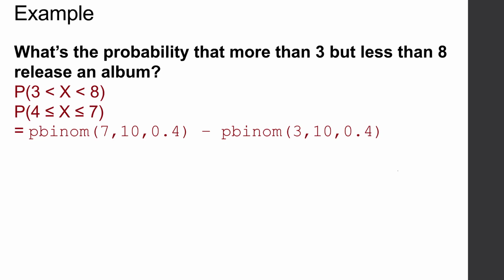P binom of 7 gives me 7 all the way down to 0. And then I only want to keep 7 on down to 4, so I throw away 3 on down to 0. And when you punch that into R, you get 0.6054. Very good. So that's all the scenarios that I could possibly hit you with when you're computing these kinds of probabilities.